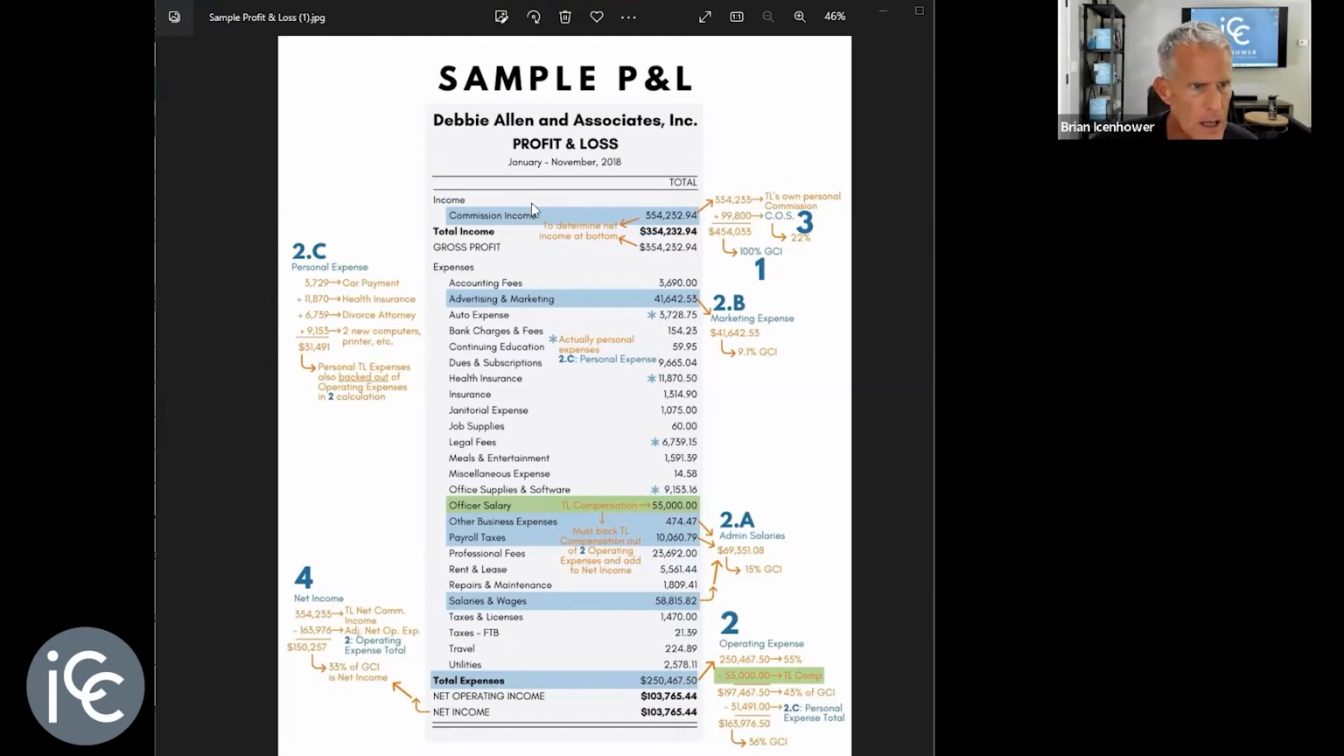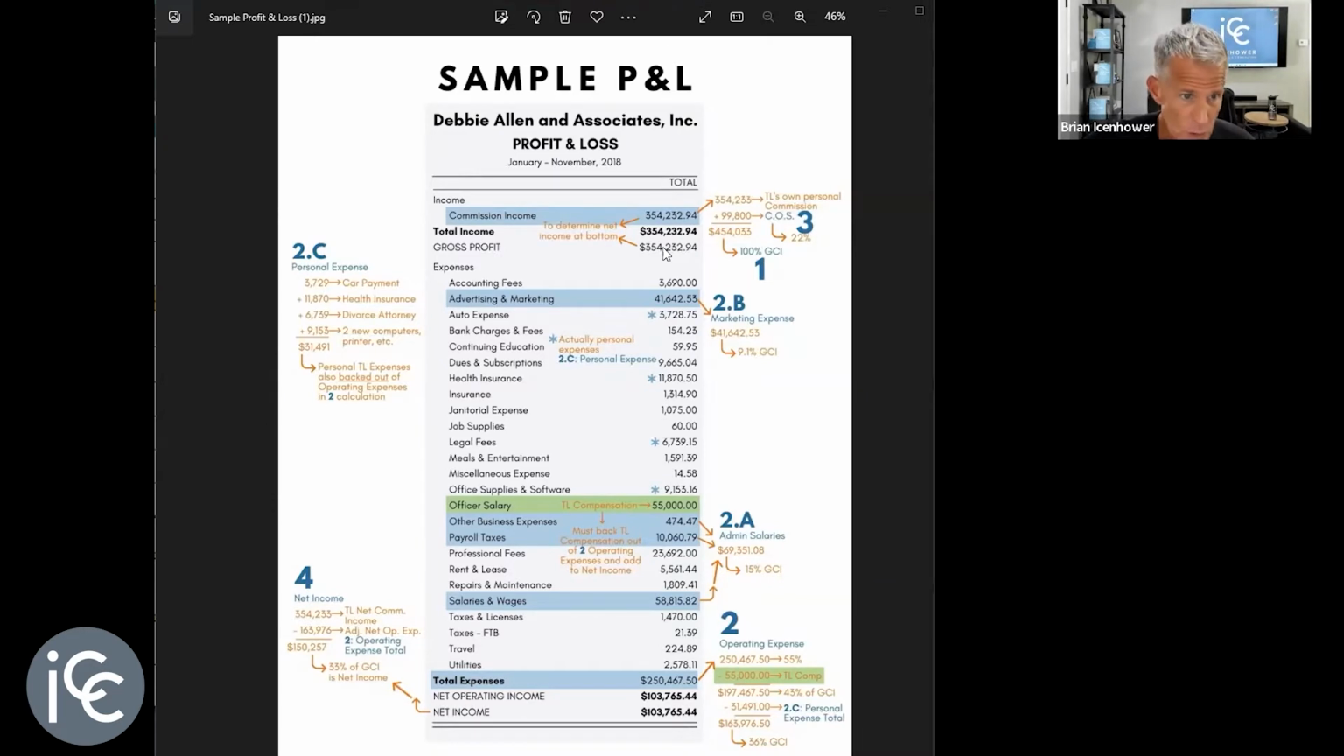But at the top, we're going to have income. That's number one. So we look at number one, and we're going to try to determine what our GCI number is. Typically you are going to get gross commission income, and they've got it coming in at the amount of $354,232.94. So it's $354,000 in change. So they have total income of $354,000, which means they have gross profit of $354,000. All the same thing. And that's an agent who just makes good commission income, right?